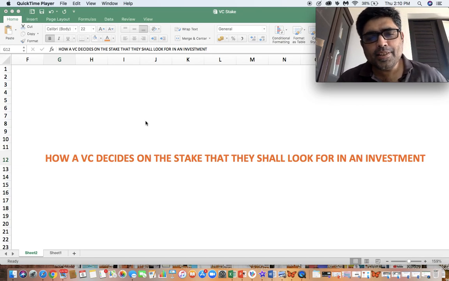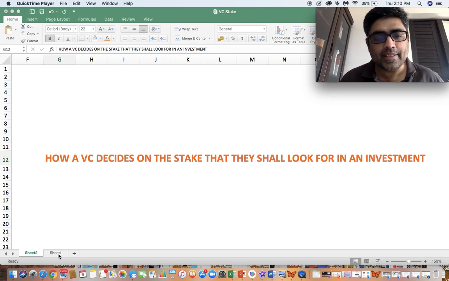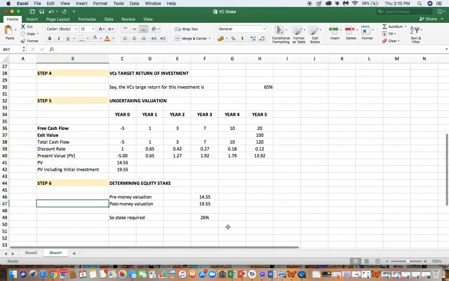Hi. Has this question ever crossed your mind as to how a VC decides on the stake that they should ideally be looking for the investment that they are coming up with? So I'll explain it to you in the next sheet. It's basically a six-step process. So let us look into it.